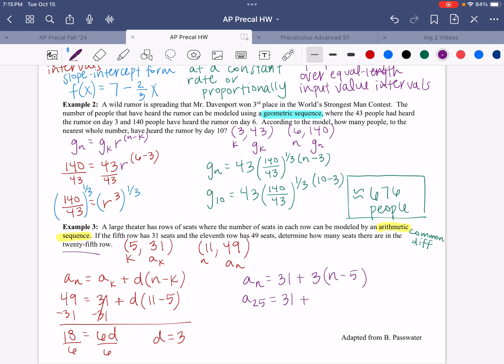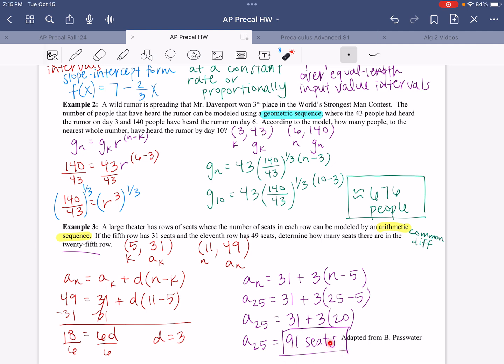So 31 plus 3 times 25 minus 5. So just a reminder, it should make sense to figure out the 25th row. We take the 31 seats from the 5th row and we add 3 20 times to get there. So we're going to add 60 and see that we have 91 seats. Hey, no calculator or rounding needed there. And again, we may not always want to box our answers as we prep for the AP test. I know you probably have heard that some, but for now, I wanted to make sure you knew what the answer was. So hopefully this has helped.